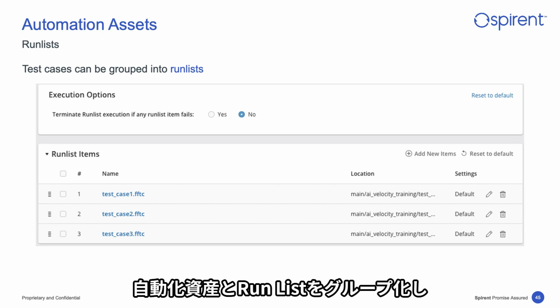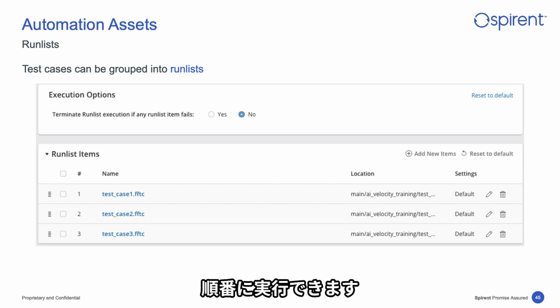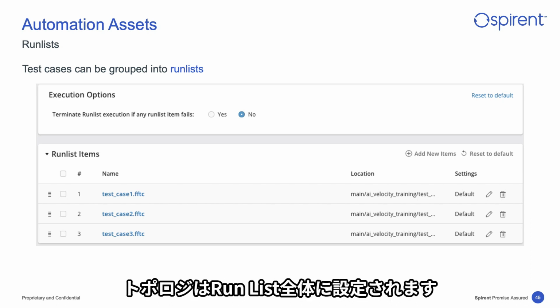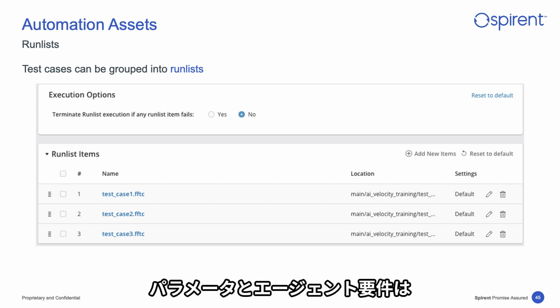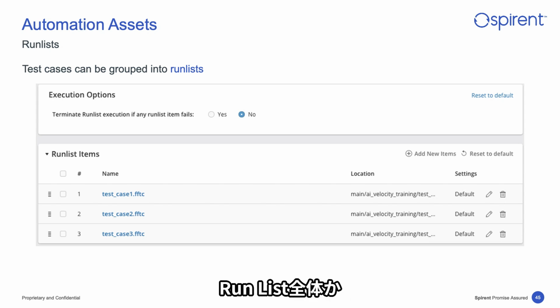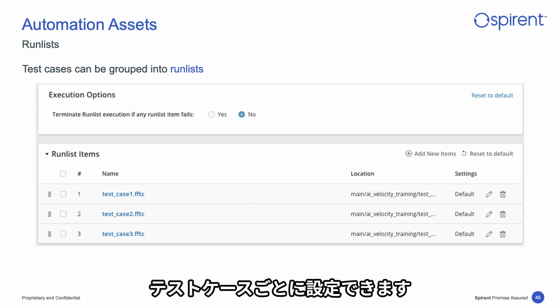You can group automation assets in a run list and execute them in sequence. The topology is set for the entire run list. Parameters and agent requirements can be set for the entire run list or per test case.